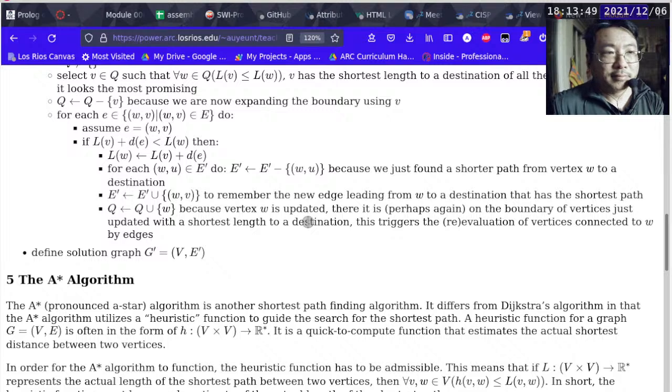So it just kind of goes with the first one it finds. Right, because the only update is when it finds something shorter. So if it finds something equally short, it doesn't bother to update.